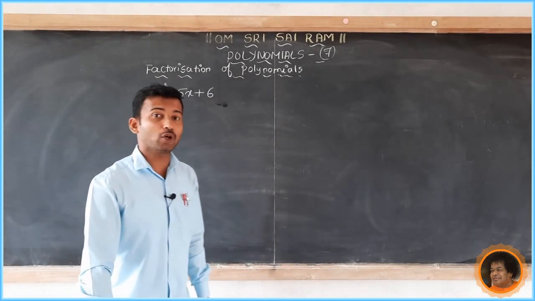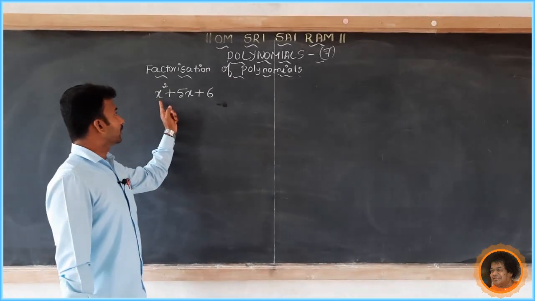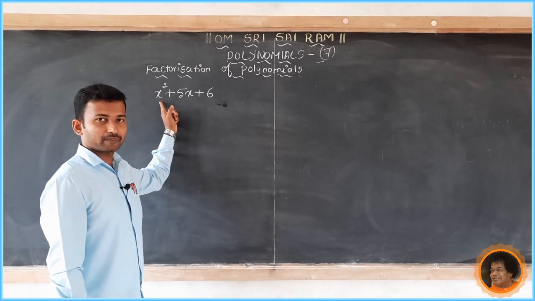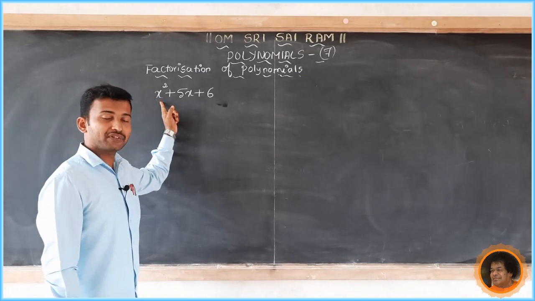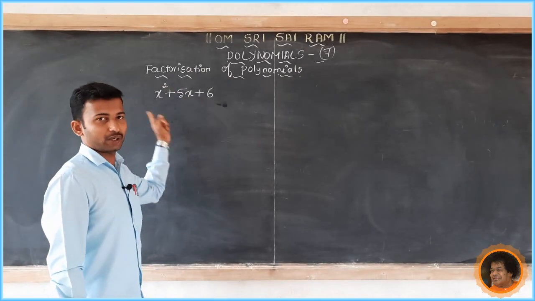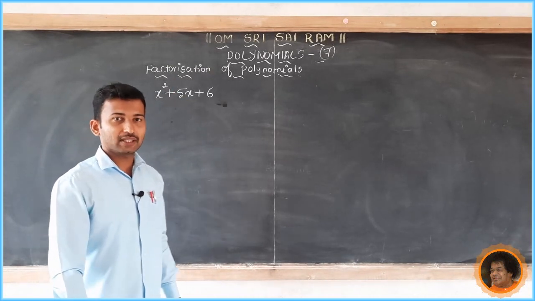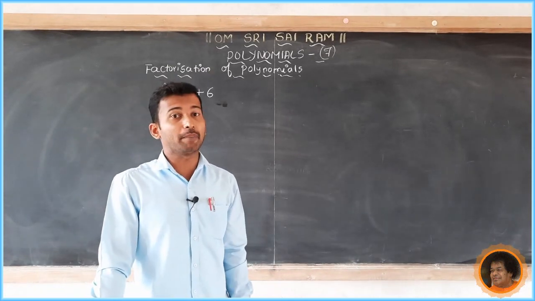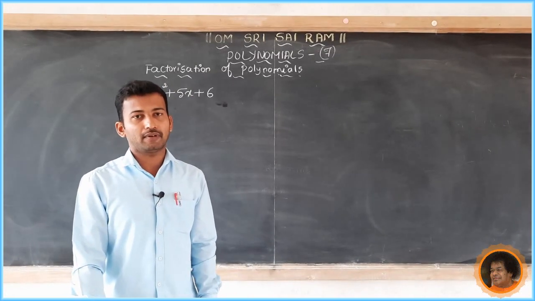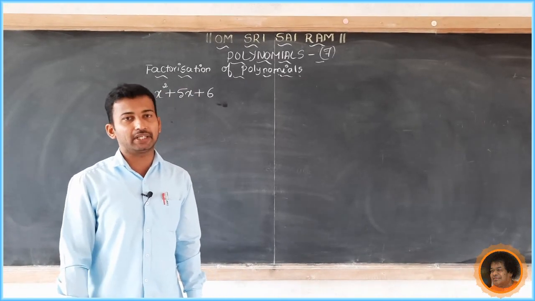What type of polynomial is it? See, this is a polynomial in one variable x and the degree of the polynomial is 2. So, it is called a quadratic polynomial. And the question is, how to factorize? The method is called splitting by middle term. Factorize the quadratic polynomial by splitting the middle term.